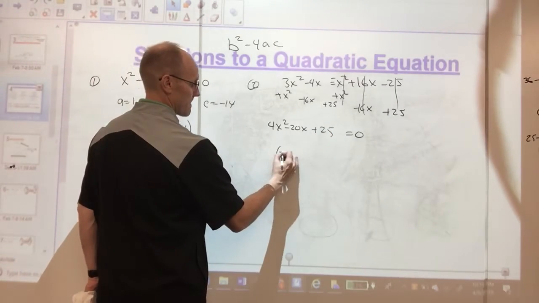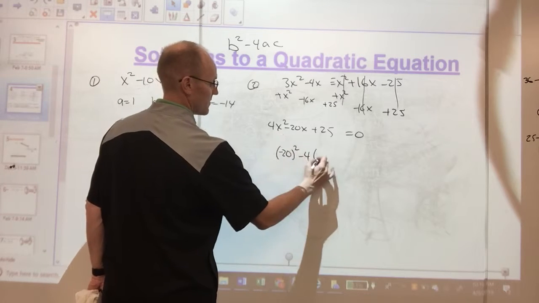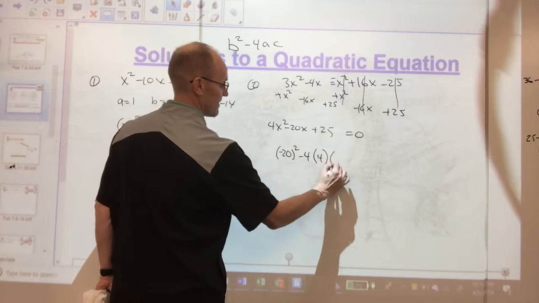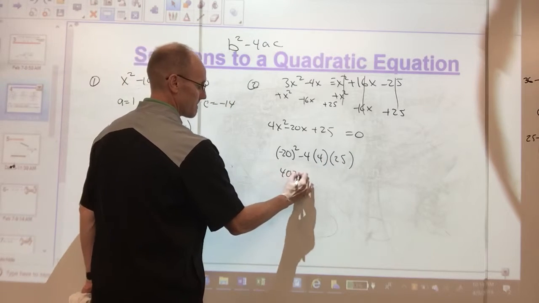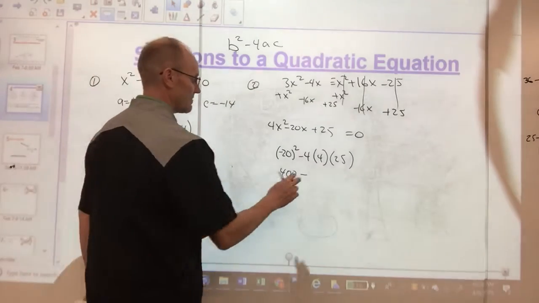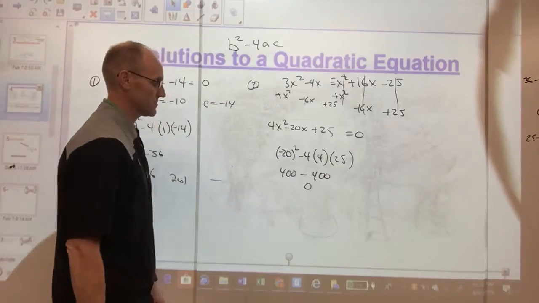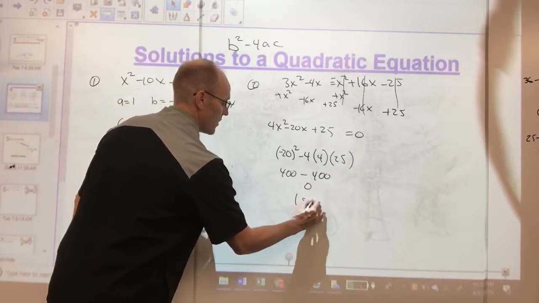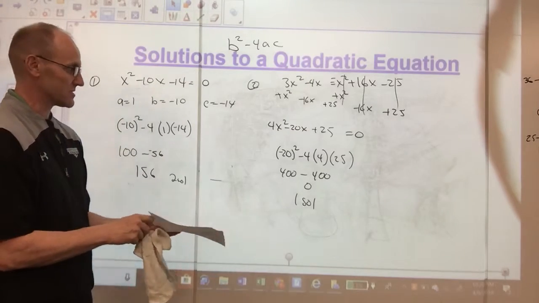So, negative 20 squared minus 4 times 4 times 25. Those are big numbers, but we can do these. This would be 400. 4 times 4 is 16, times 25 is 400. So I end up getting 0. So therefore there is one solution. A lot of times people will get 0 and think, oh, 0 means 0 solutions.